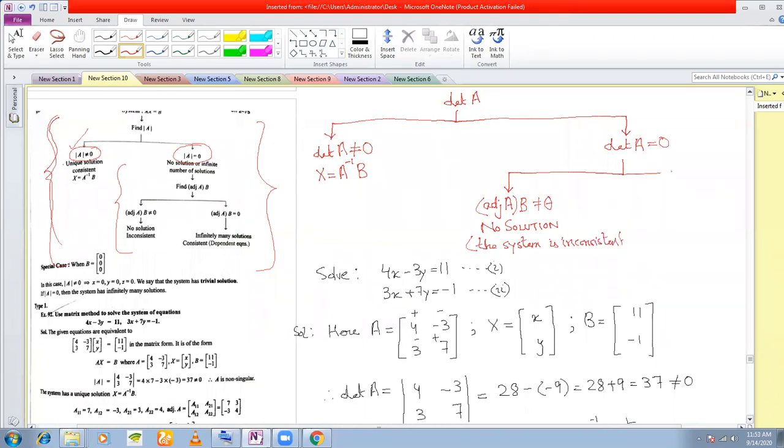If, however, you get det A is equal to 0 and you find adjoint of A into B and you get this is equal to a null matrix, then we say that the system has infinite solutions, many solutions.